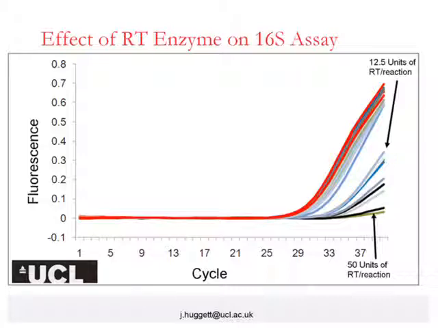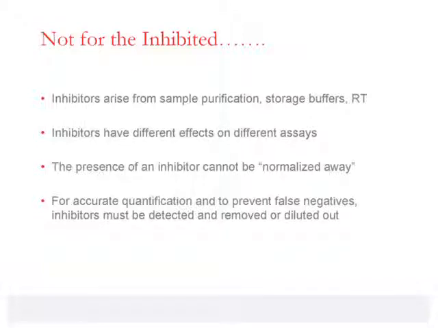And you can see that the 16S assay is much more sensitive to the remaining presence of RT within an assay. Once again demonstrating that different assays have a different sensitivity to the same inhibitor within a sample, and of course meaning then that relative quantifications of different targets will be perturbed in the presence of any inhibitors. So then we've observed that inhibitors can arise from the sample purification process, within the storage buffer, we showed EDTA, and even the RT enzyme itself.